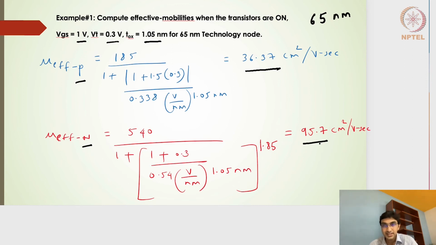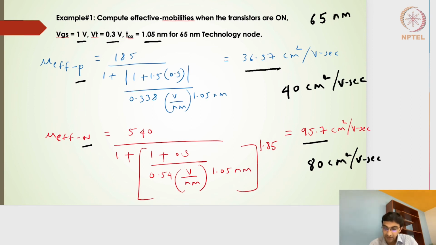Remember, in our initial lectures we had taken the value of 80 centimeter square per volt second for electrons, and 40 centimeter square per volt second for holes. We used to approximate, saying that the mobility of the holes is exactly half that of the electrons. But to be precisely correct, for a 65 nanometer technology node, using the non-ideal behavior or short channel effects, we get the mobility of the holes as 36.37 and the mobility of the electrons as 95.7. Right, so these are very important values that we will use from here on.